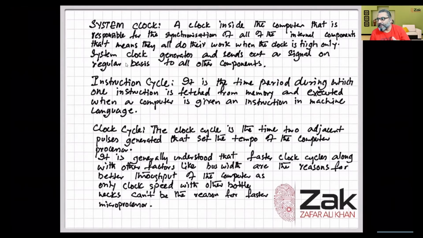It is generally understood that the faster the clock cycle, along with other factors like bus width, the better the throughput of the computer, as clock speed with other bottlenecks can be the reason for a faster microprocessor. What does it mean? What if the microprocessor's system clock is faster, but the instruction requires, let's say, 3 or 4 things to do before moving on to the next instruction? So 3 clock cycles will be used. If the instruction requires just 1 step to complete, then 1 clock cycle is required. If the instruction requires 2 steps to complete, then 2 clock cycles are required.